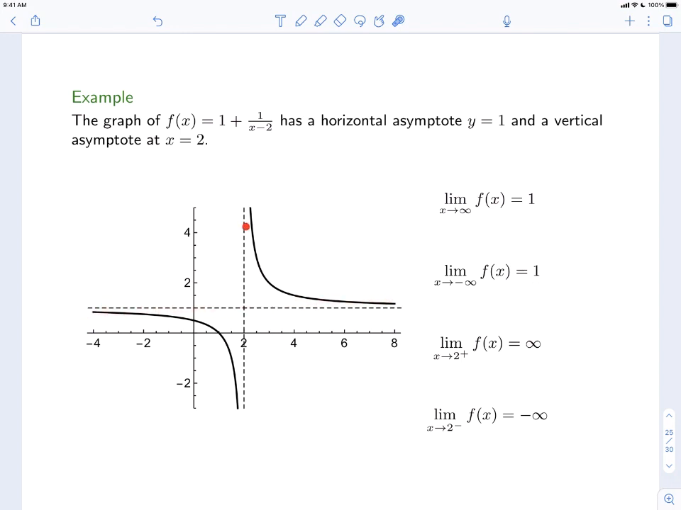We also have a vertical asymptote at x equals 2 because as x gets closer to 2 from the right, we are adding something which is arbitrarily large. But as x approaches 2 from the left, then this is a negative number which is arbitrarily large in size, but it's a negative number. So you end up with 1 minus something infinitely large. So that's why you have this vertical asymptote at x equals 2.